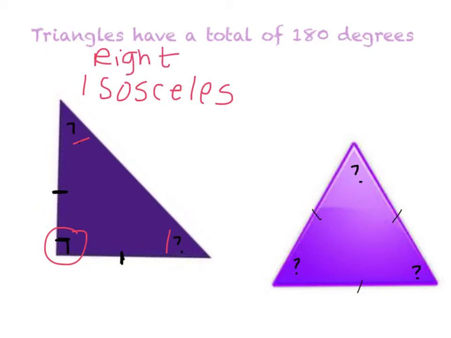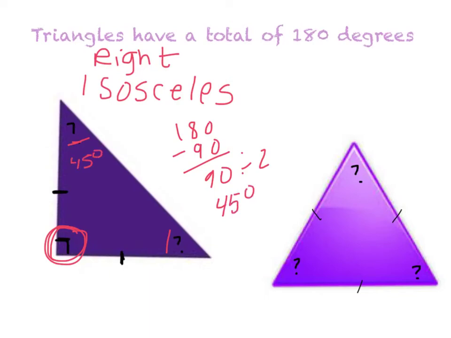And now how can I figure out the missing degree measures here? Well, I know this is 180. So the whole triangle is 180 degrees. And then this that we're given is 90. So if I do 180 minus 90, I get 90. So now I have to divide 90 between these 2 angles. So 90 divided by 2 is going to give me 45 degrees for my missing angle measures.